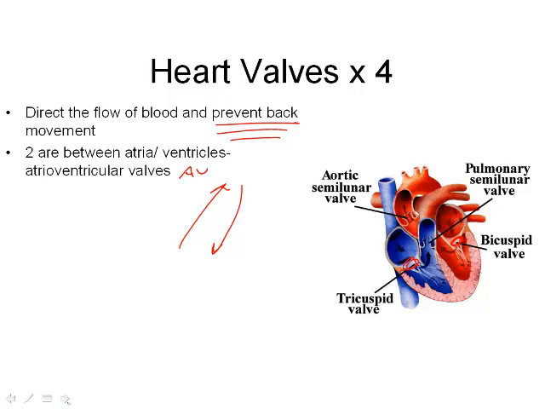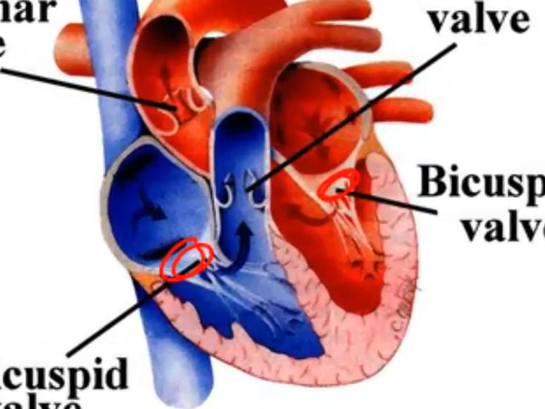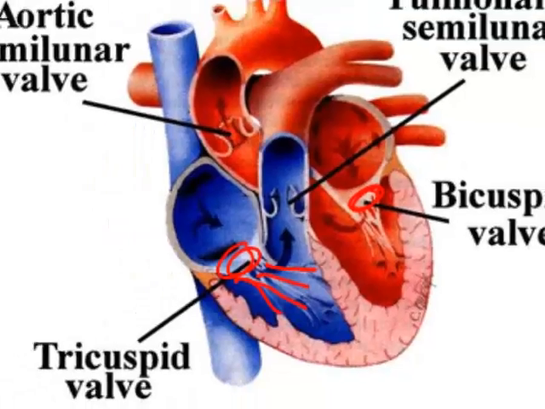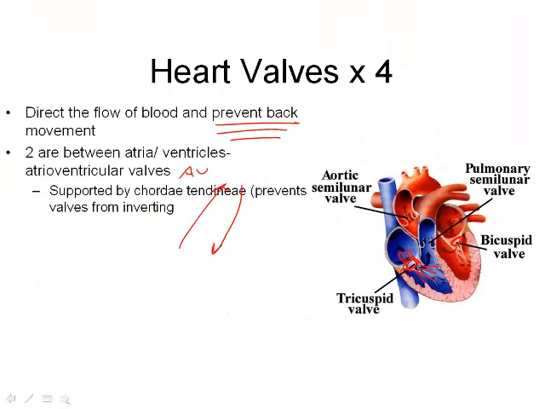There's two between the atria and the ventricles, so here, and we call those atrioventricular valves, or AV valves, which makes sense because it stands for atrioventricle. They're supported by these things called chordae tendineae, which is just some supporting tissue that is attached to these valves that prevents them from inverting. We don't want the valves to flip back, because then anything can backflow and it'd lack the whole point of having them. So make sure we know what the function of the chordae tendineae is.